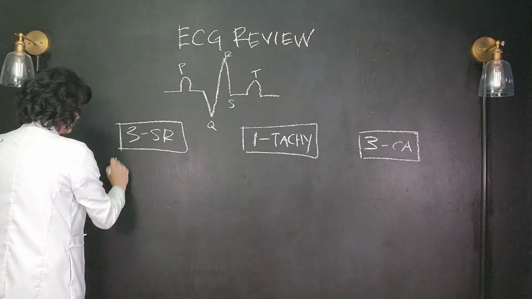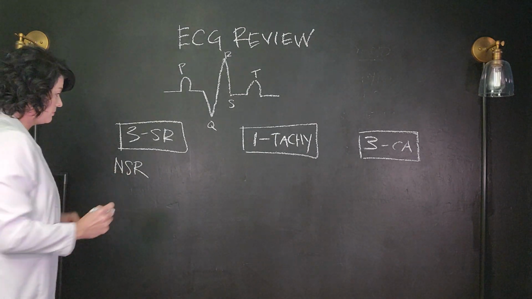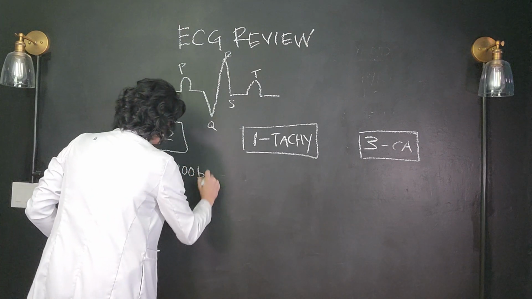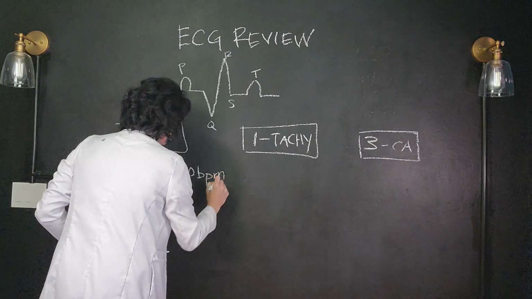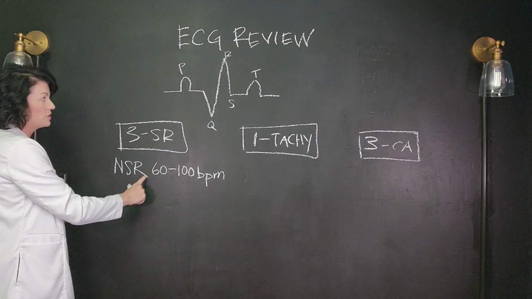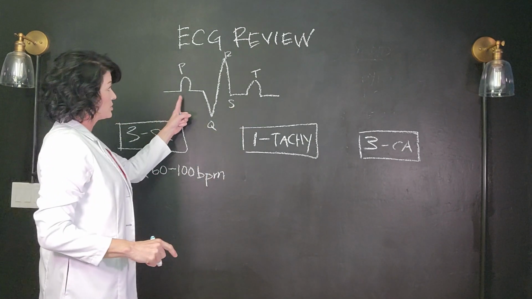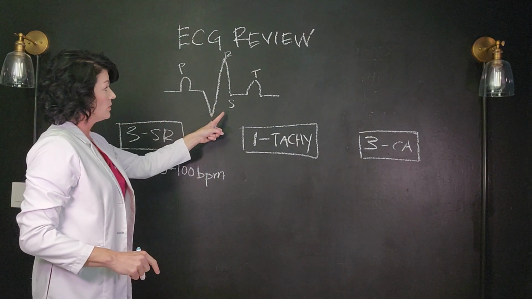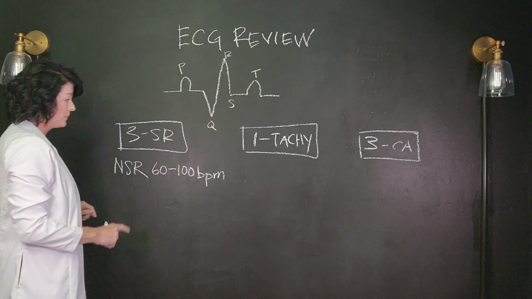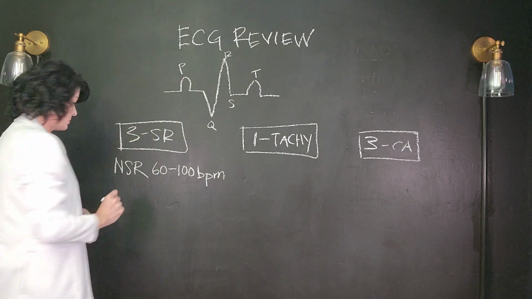Okay, so we're going to start off with normal sinus rhythm. So as we know, normal sinus rhythm is between 60 and 100 beats per minute. Okay. So again, determined by our SA node, that internal pacemaker. So normal sinus rhythm will have a P wave, QRS complex, and a T wave. So there will always be a P wave before the QRS complex. There will always be a QRS complex after the P wave, and there will always be a T wave after the QRS complex. Normal sinus rhythm will look like this with 60 to 100 beats per minute.